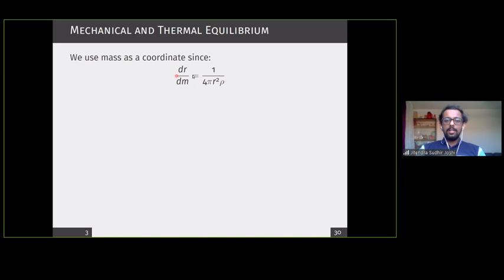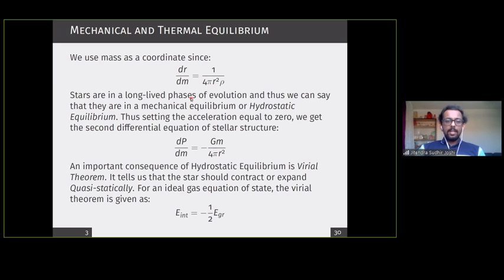If you say the density is equal to mass upon volume, and if you rearrange and take the derivative, you can easily get this equation: dr upon dm is equal to 1 upon 4 pi r squared rho, where rho is the density. So henceforth we'll use mass as a coordinate instead of the radius. As I said, stars are in long-lived phases of evolution, meaning they don't change a lot as time goes by, especially on human time scales.